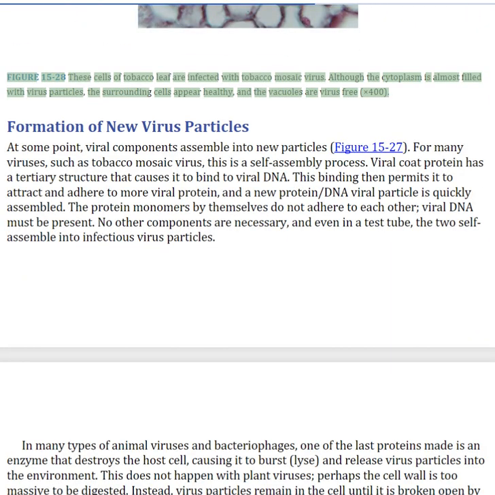Figure 15:28. These cells of tobacco leaf are infected with tobacco mosaic virus. Although the cytoplasm is almost filled with virus particles, the surrounding cells appear healthy, and the vacuoles are virus-free.